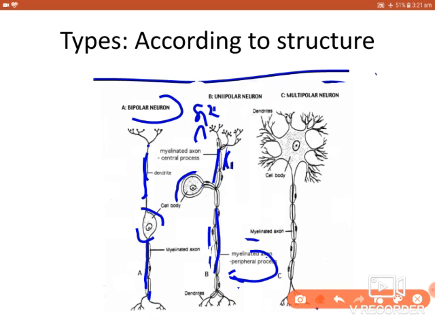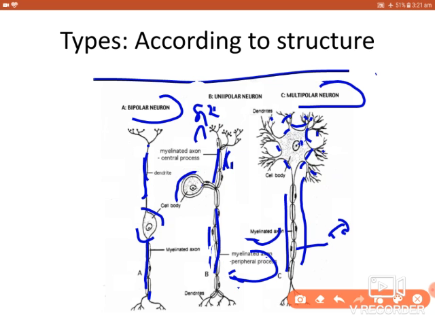Then coming to multipolar neurons, this is the cell body. Here this is the stellate shape. This is the nucleus, eccentric in position. You can see these are the dendrites, and this one long process is the axon. These are the multipolar neurons. Most motor neurons are multipolar. Motor neurons are examples of multipolar neurons.